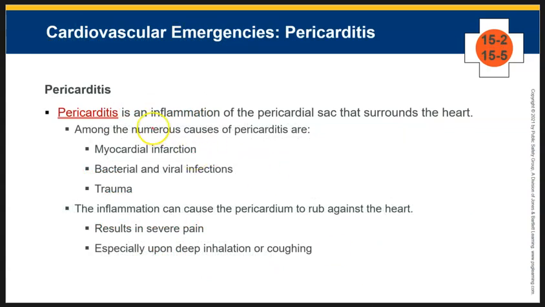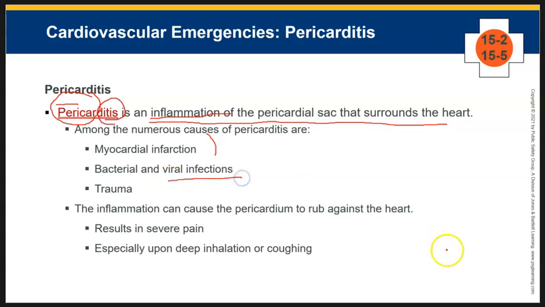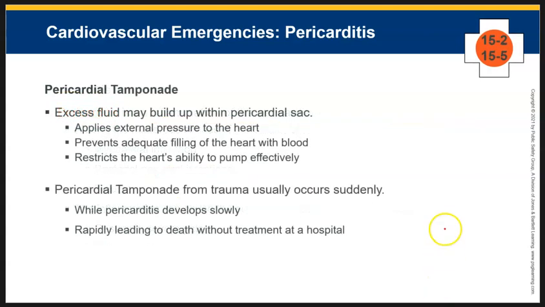Now, we may also encounter inflammation of the sac around the heart. The sac around the heart is the pericardium. The prefix peri means around, and itis is that medical suffix that means inflammation. Several causes of that could be myocardial infarction or infection. A pericardial tamponade is fluid building up within the pericardial sac that could occur from trauma.